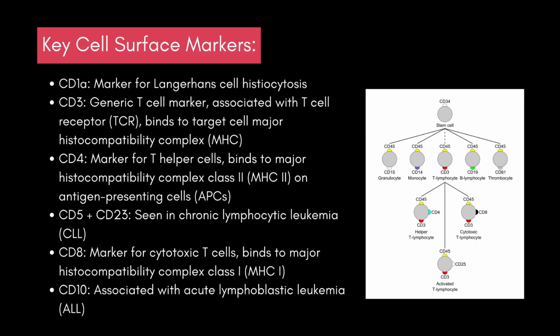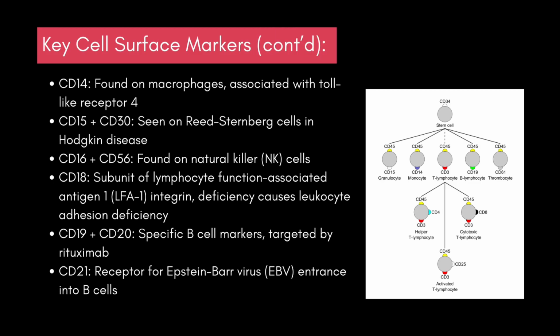CD5 plus CD23 is seen in chronic lymphocytic leukemia. CD8 is the marker for cytotoxic T cells. This binds to major histocompatibility complex class 1 molecules. CD10 is associated with acute lymphoblastic leukemia, also known as ALL. Moving on. CD14 is found on macrophages associated with toll-like receptor 4.